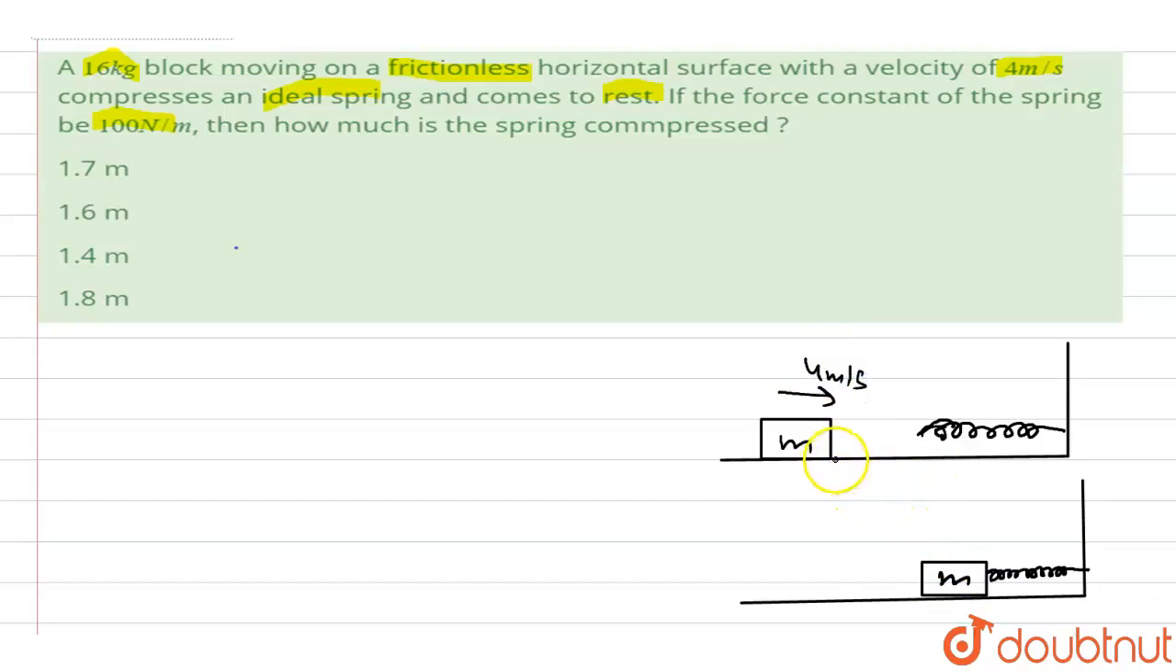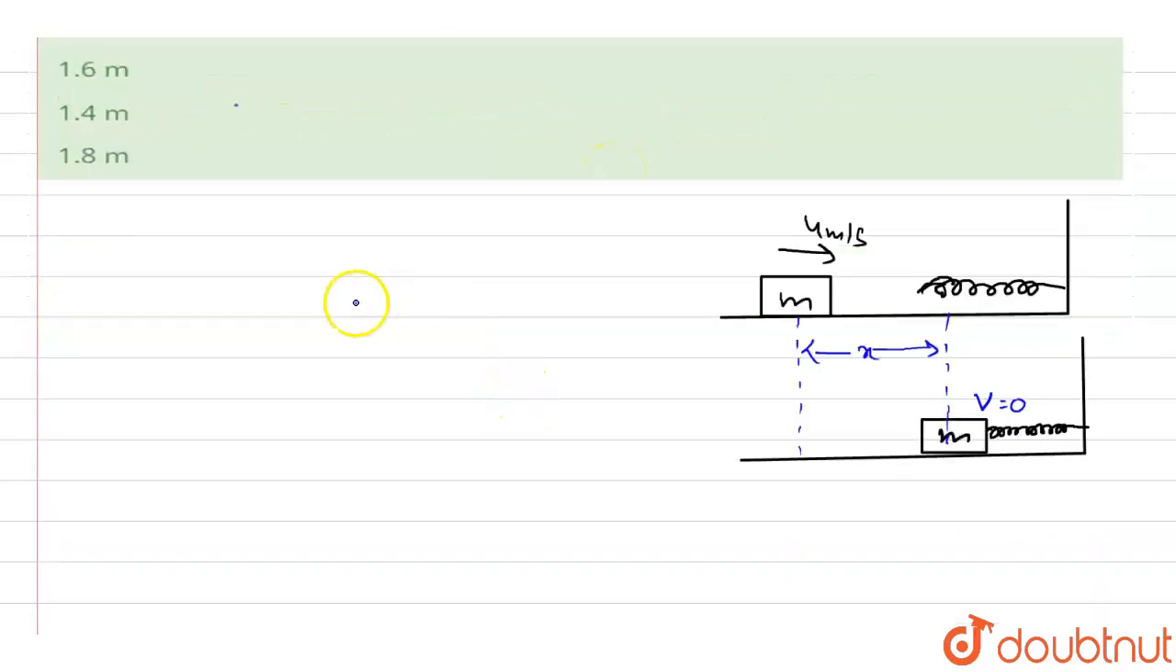This was the initial position and this is the final position, and this distance is x. Finally it stops, as it is given in the question. It comes to rest.